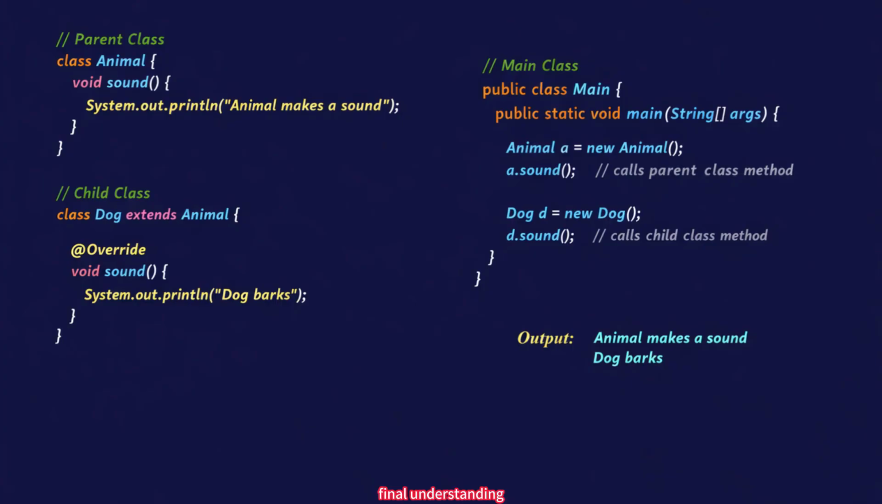Final understanding. Same method name. Same return type. Same parameters. But different implementation in child class. This is exactly what method overriding means.